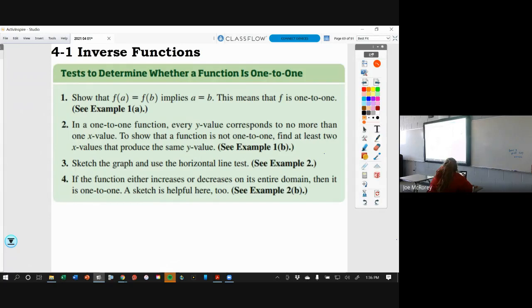So f is 1-to-1. Number 2, in a 1-to-1 function, every y value corresponds to no more than one x value. To show that a function is not 1-to-1, find at least 2 x values that produce the same y value. Do y'all remember doing proofs in geometry? A equals B, B equals C, so A equals C.